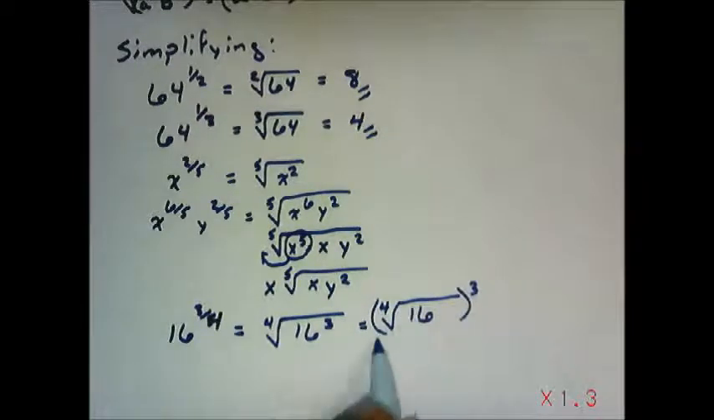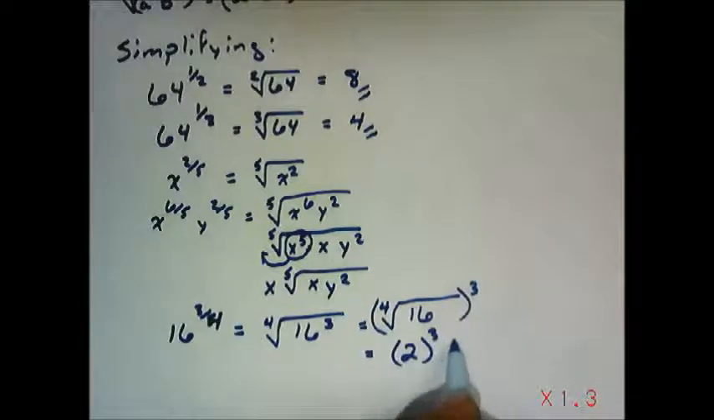So the fourth root of 16 gives me 2, and I can take that to the third power, and 2 to the third power is 8. Normally, it's a lot easier to take the root of the number, then take it to the exponent. That way you're not working with a very large number.